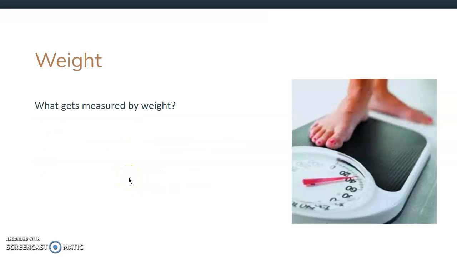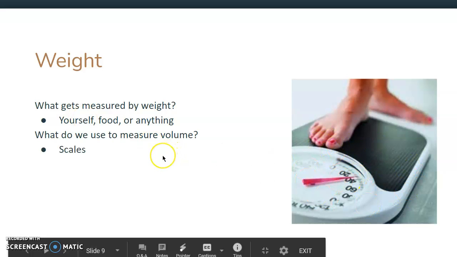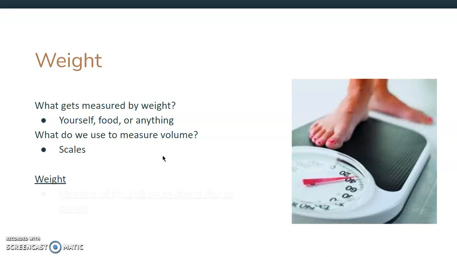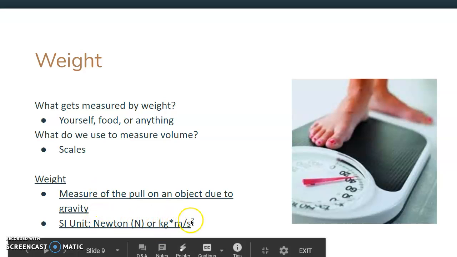Now our weight is a little different. What gets measured by weight? I thought of, we measure ourselves. Sometimes we measure food, or we could really measure anything we want to by weight. What do we use to measure this? I usually thought of a scale. We just usually place it on a scale and then see what the number tells us. And our definition is that our weight is the measure of the pull of an object due to gravity. So we actually have an SI unit, which is a Newton, which is made up of a kilogram meter per second squared. But the easy one is Newton.